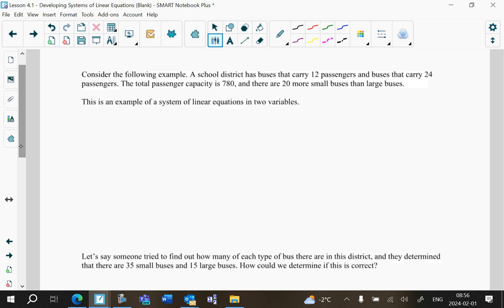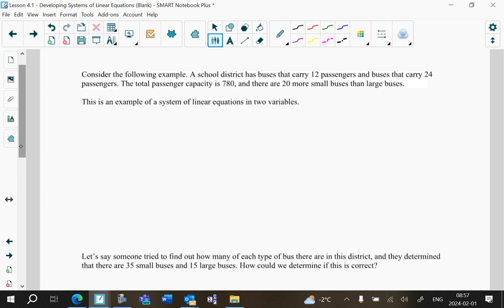So a school district has buses that carry 12 passengers, buses that carry 24 passengers. The total passenger capacity for all the buses is 780, and there are 20 more small buses than large buses. Out of all that information, I have to create 2 equations, a system of equations in 2 variables. What are my unknowns, first of all?